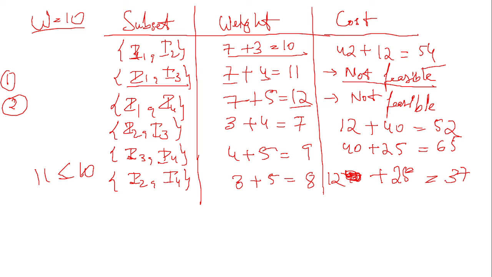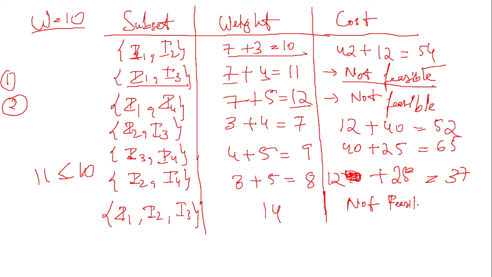37. Now in the same way, try for different combinations, like I'll try for 3 items, that is I1, I2 and I3. If I try this, the total weight I'll get for all these three items is 14. Since the total weight has exceeded the maximum weight, it is not feasible.